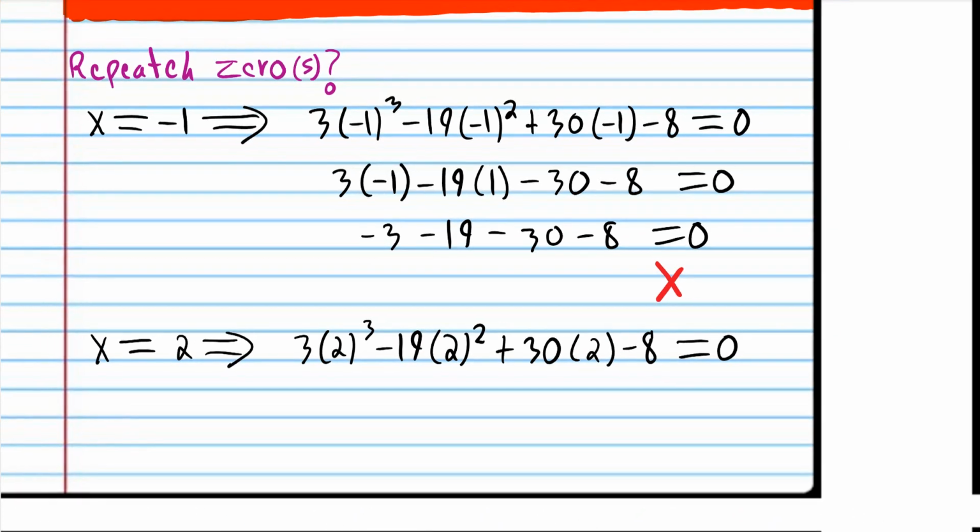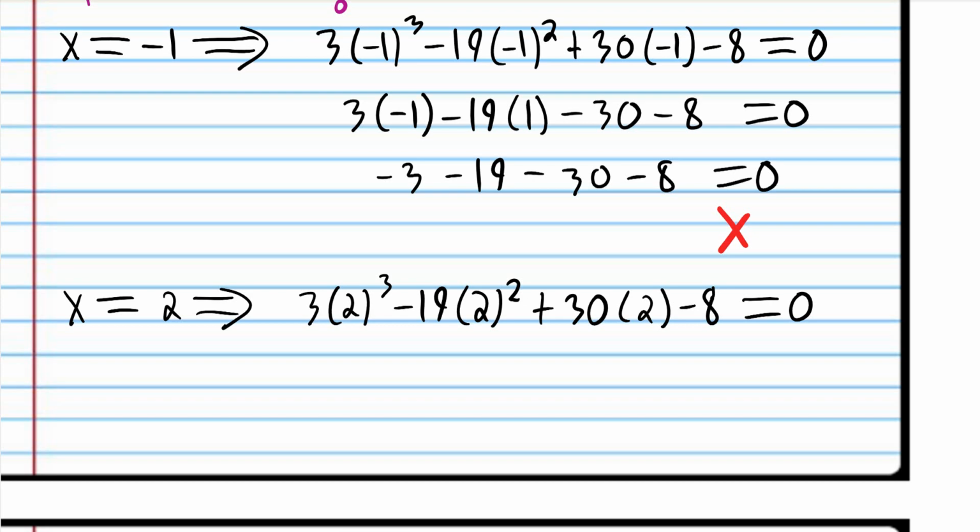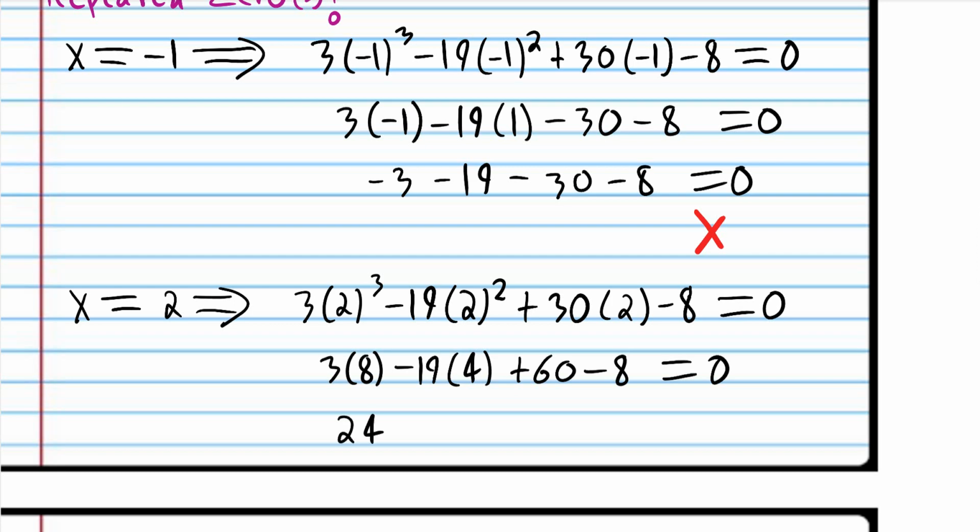So we're plugging in 2, and we get 3 times 8 minus 19 times 4 plus 60 minus 8. And then we have 24 minus 76 plus 60 minus 8. And don't be afraid to use your calculator. There's nothing wrong with using your calculator. So 24 minus 76 is -52, plus 60 is 8, and then 8 minus 8 is 0.